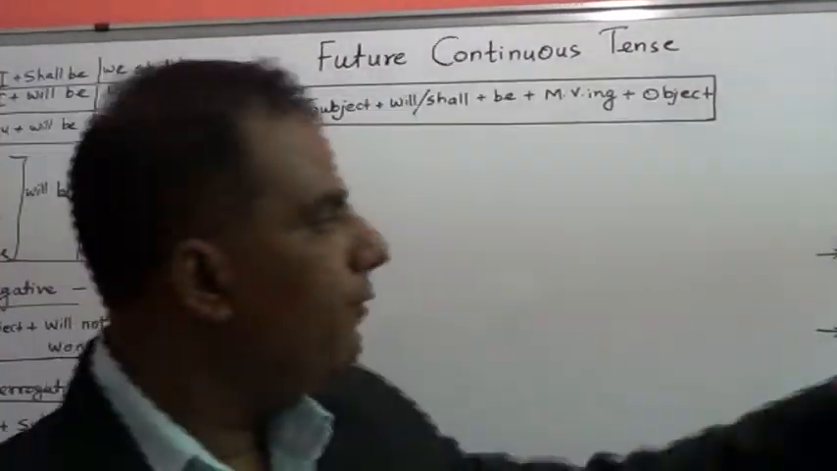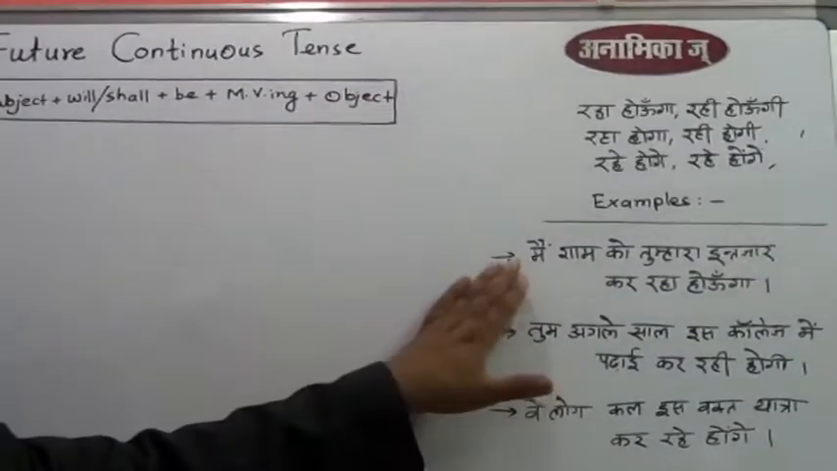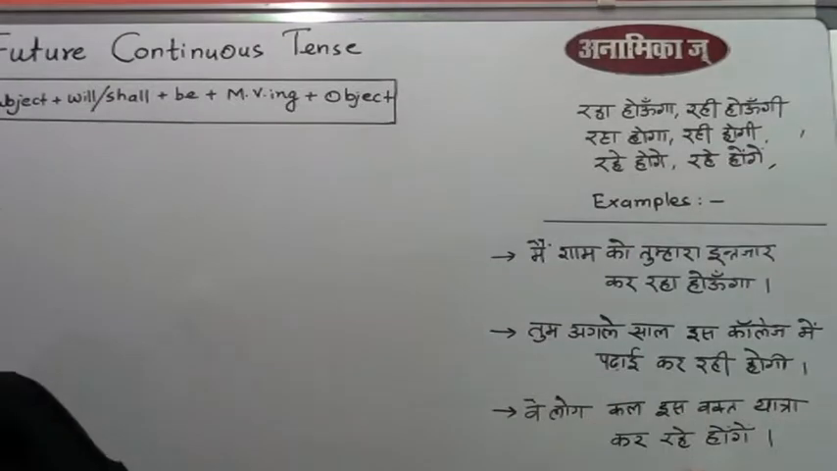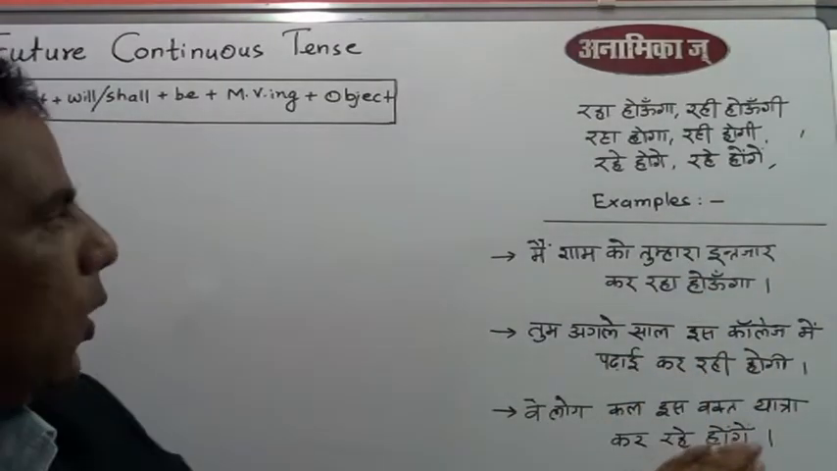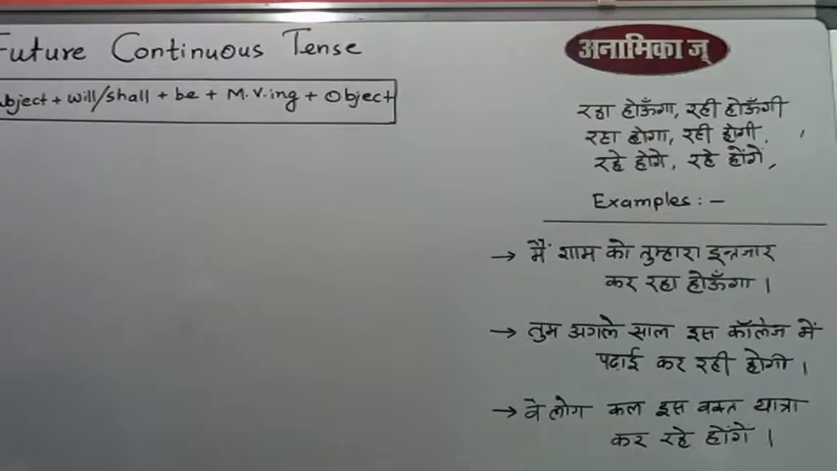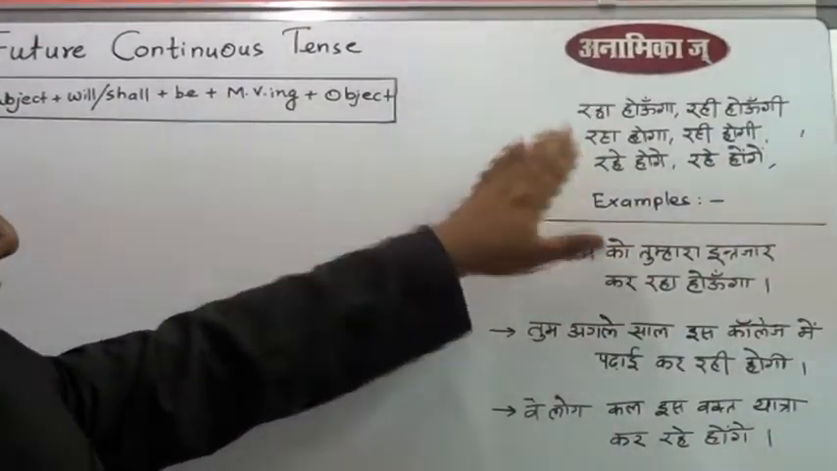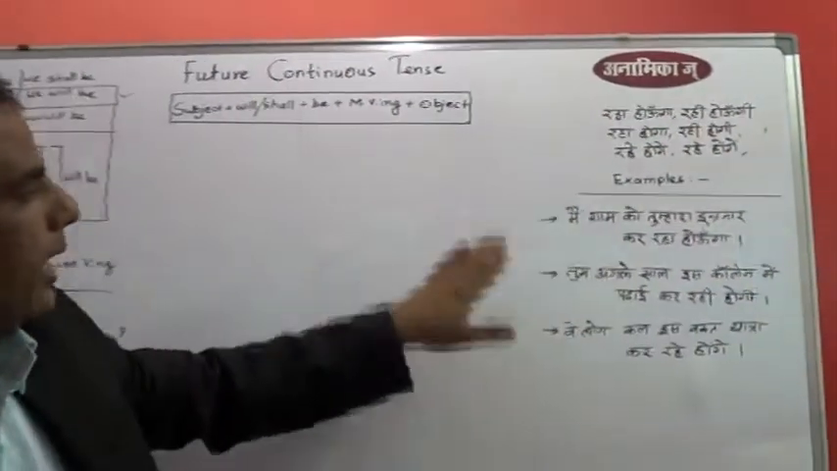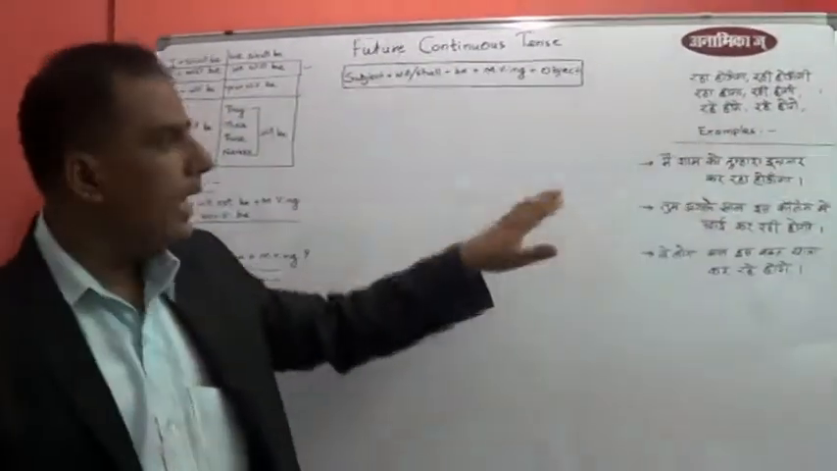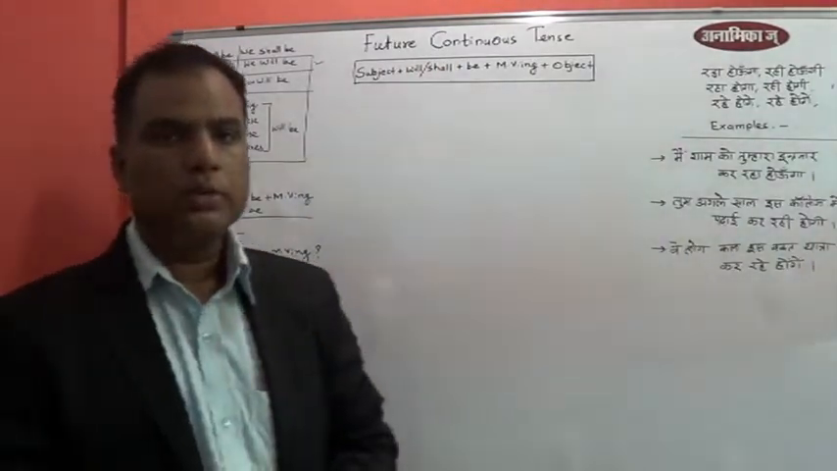Now another thing, if you want to identify the sentences of future continuous, there are certain common things in these examples, like raha hoga, rahi hogi, rahe honge. So in any tense, if you find these words like raha hoga, rahi hogi, rahe honge, then you can conclude that these sentences belong to future continuous tense.